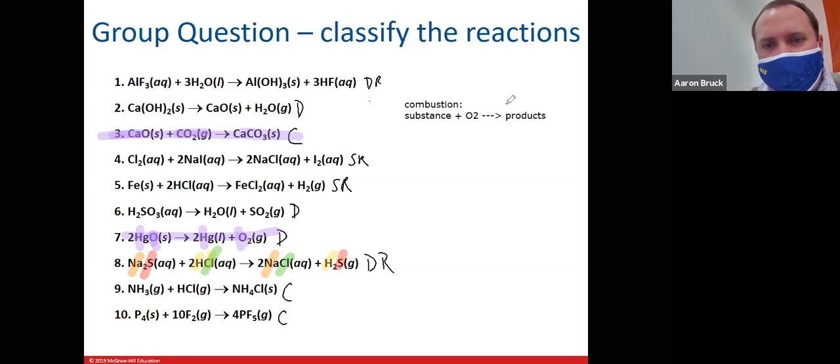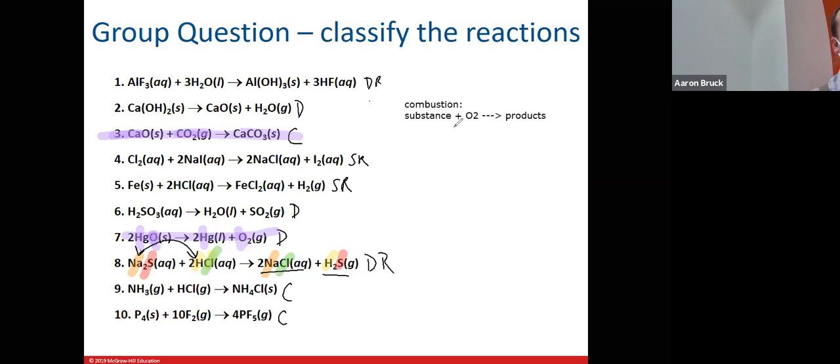All that has changed as we have proceeded is that the elements that were together in the reactants are together with different parts in the products. In particular, we can see that the sodium and the hydrogen have switched places here. Sodium is now with chlorine, hydrogen is now with sulfur. They haven't changed any of their identities.